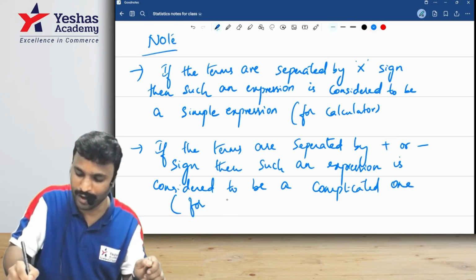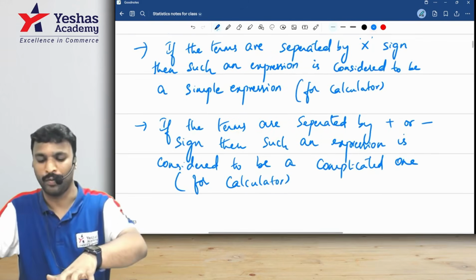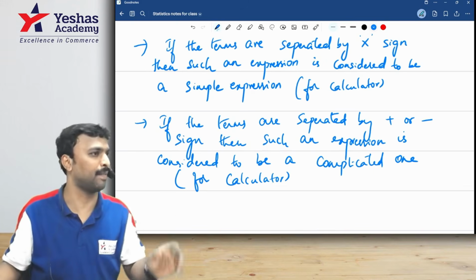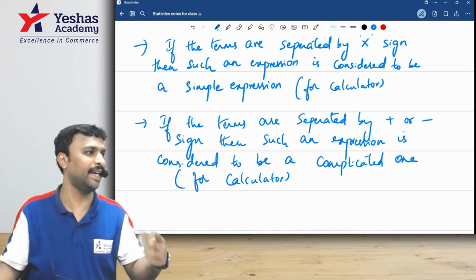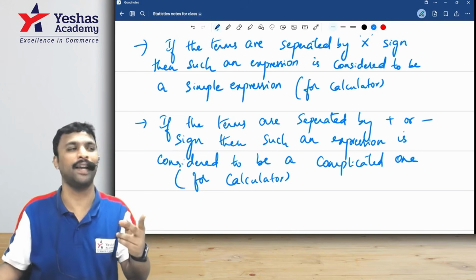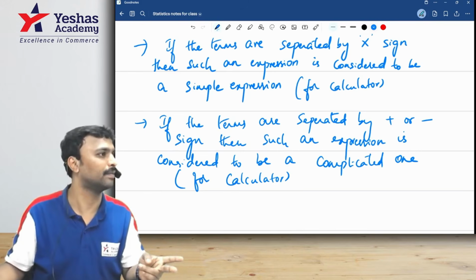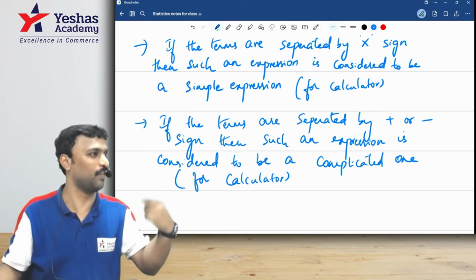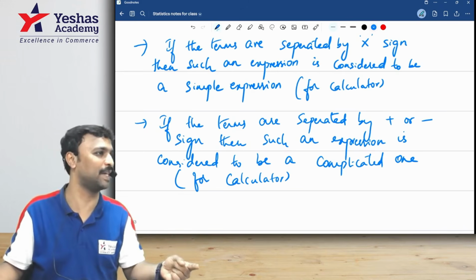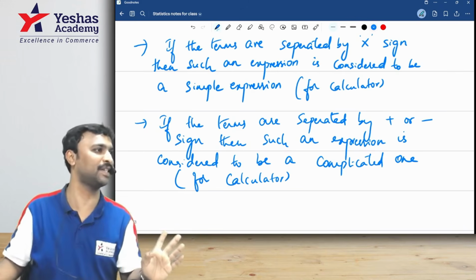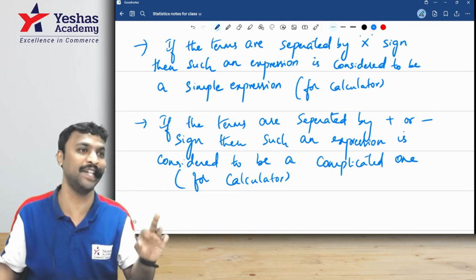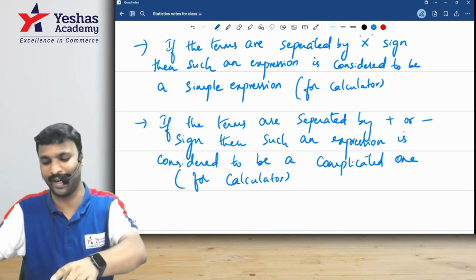Not for us, for the calculator. Guys, for the human mind, what is easy? Plus and minus. What is complicated? Into. Yes or no? For the calculator, it is the opposite. If you want to do it in the calculator in one step, what is simple? Multiplication is simple. Addition or subtraction is complicated.